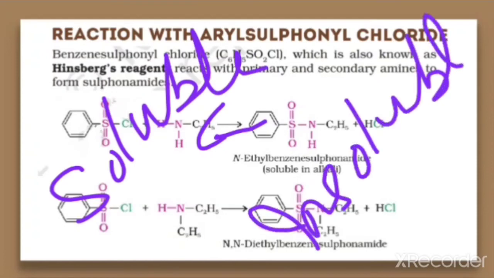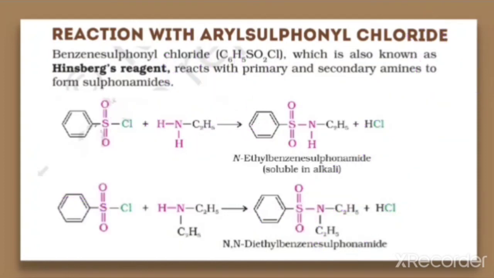So it is one of the distinguishing tests. We can easily distinguish between the primary and secondary amine with the Hinsberg reagent, by adding the Hinsberg reagent to the primary and the secondary. In the case of primary, the product formed is soluble in alkali, but in the case of a secondary, that is 2 degree, the product formed is insoluble in alkali. So we can easily distinguish between these two.